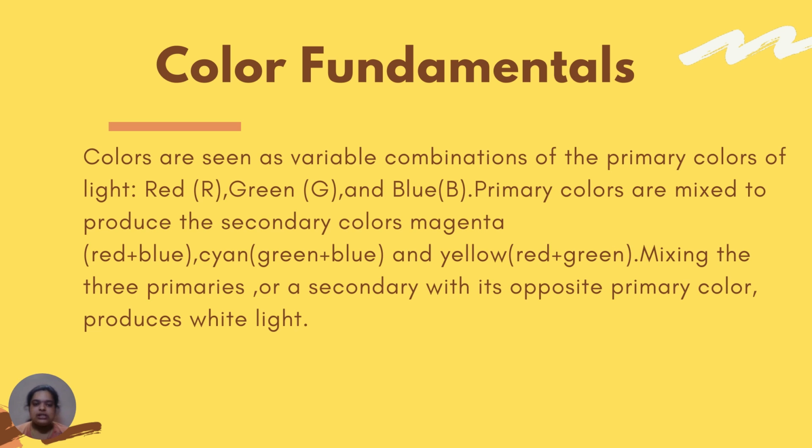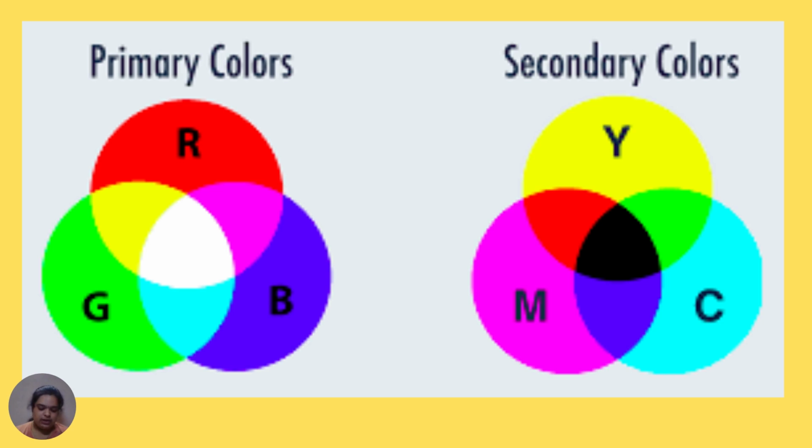Mixing the three primaries, or a secondary with its opposite primary color, produces white light, as shown in the first figure. And if the primary colors of pigments are cyan, magenta, and yellow, and the secondary colors are red, green, and blue, a proper combination of these three pigment primaries with its opposite primary produces black, which is shown in figure 2.